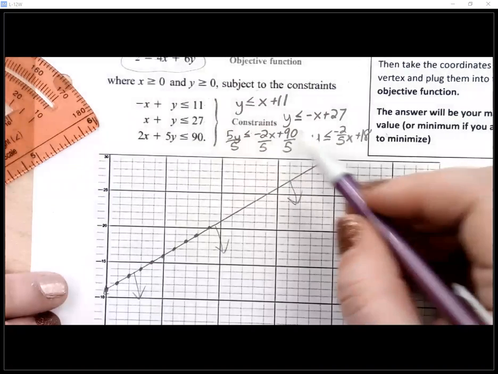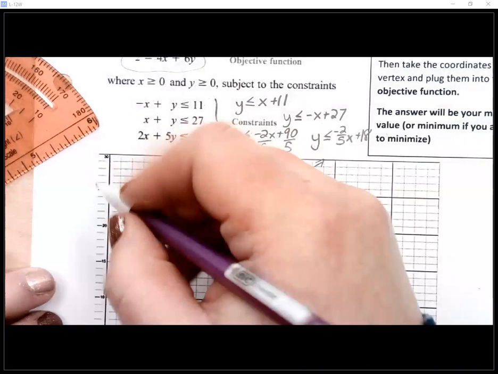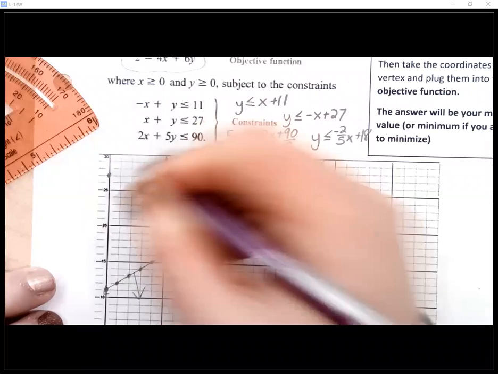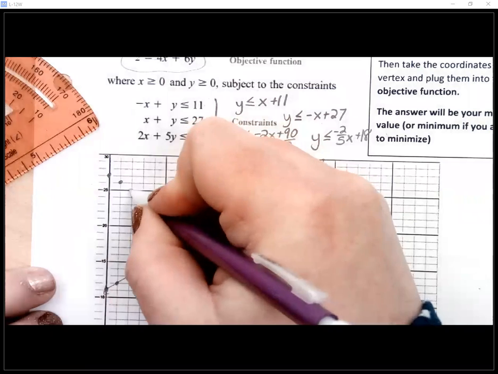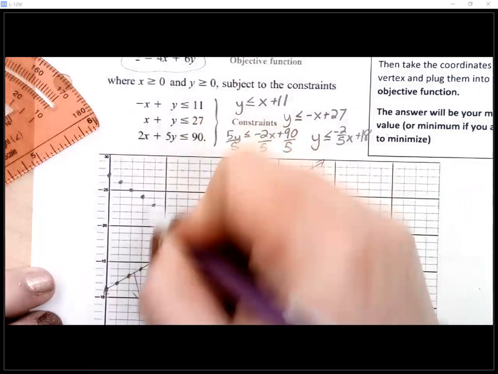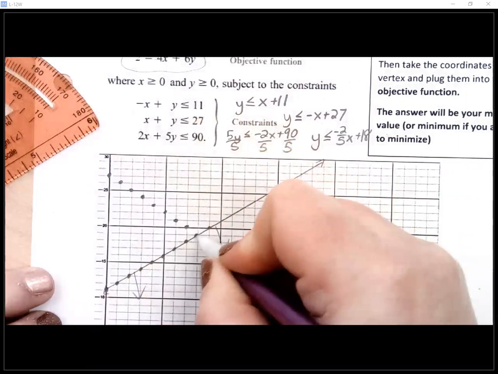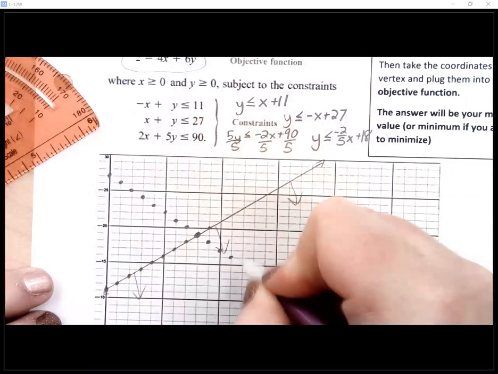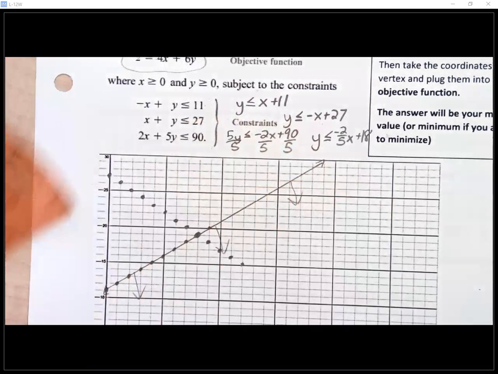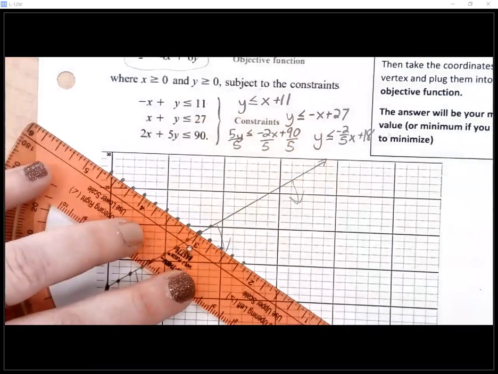Okay, now I'll graph my middle one. Start at 27. And this one has a -1 slope. So here's what I like to do. I like to put the dots until they cross each other, because where they cross is actually kind of important. So now I'm like, yep, I know exactly where these two cross. So line that up.